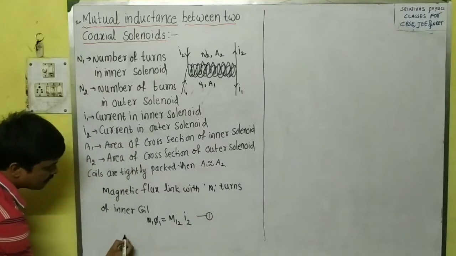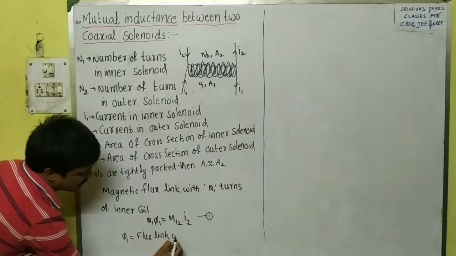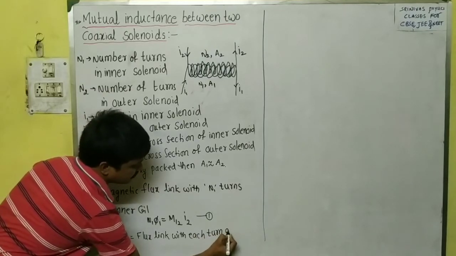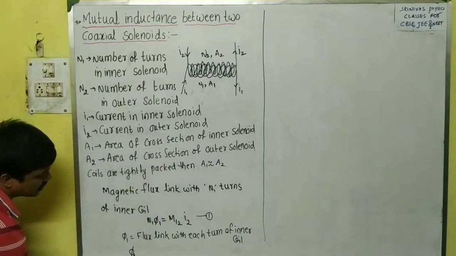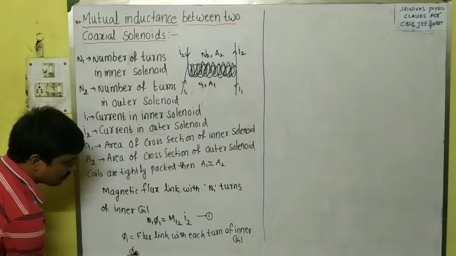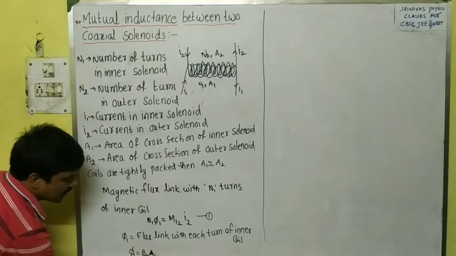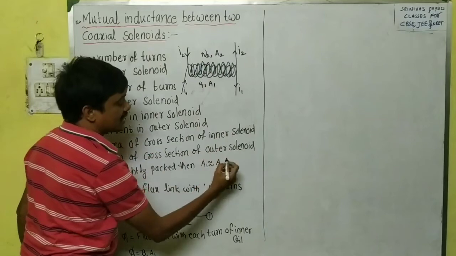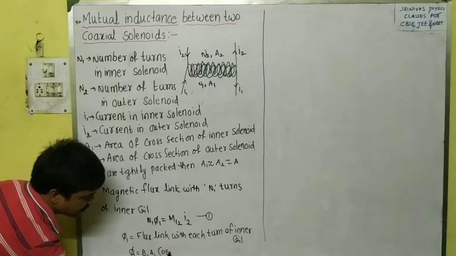In this, phi1 is the flux linked with each turn of the inner coil. Each turn means only one turn. Let us start. What is this phi1? The phi1 is equal to magnetic induction into area. Actually, it is the flux linked with the inner coil due to the field of the outer coil. We write B2 A1 cos theta. Here we are considering that the areas of the two coils are nearly equal, which we can take as capital A.